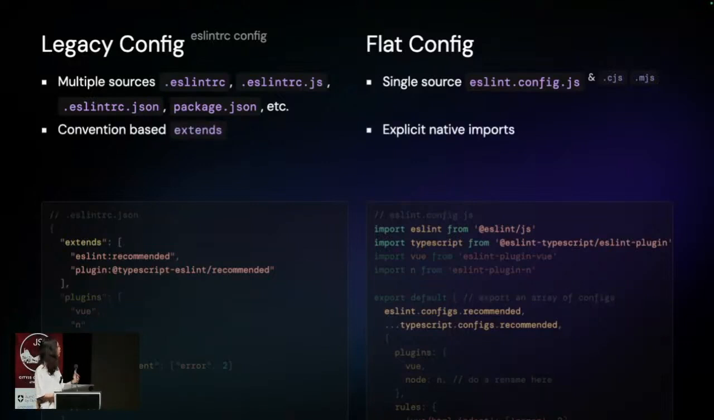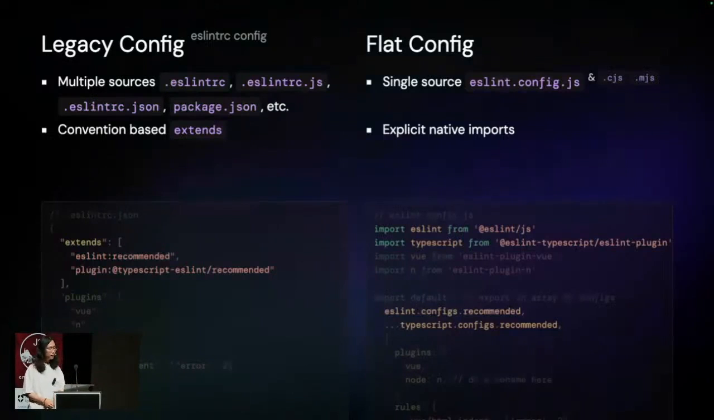When it comes to reusing shared configs, like when you want to extend from someone else's config, the legacy config format implicitly uses a convention-based extends property that loads the config from your local node modules. So you would need to learn a little bit about how this convention works, like how eslint:recommended resolves, to know where it resolves from and how it maps to the package you install.